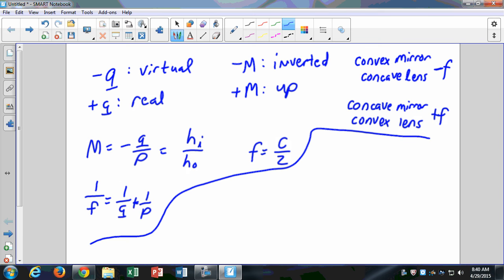All right, let's go through the mirrors first. For flat mirrors, pretty simple. P is equal to negative Q. It's always a virtual image. The magnification is always equal to +1. These are always virtual images. Flat mirrors only produce virtual images.